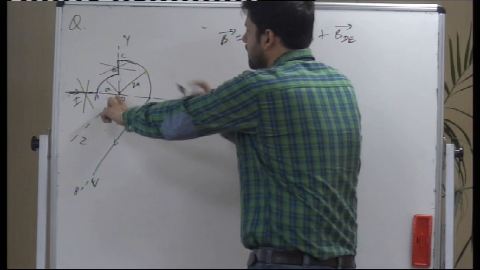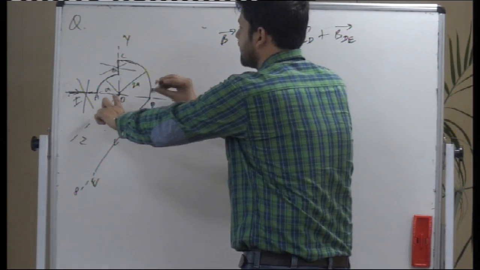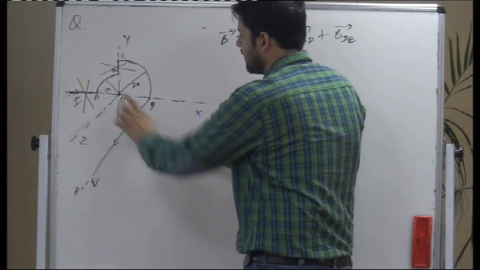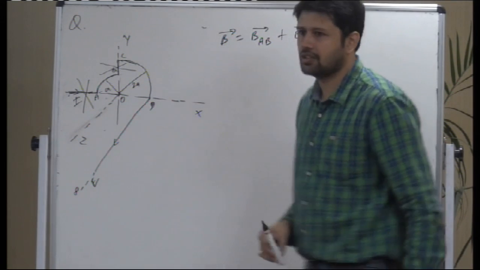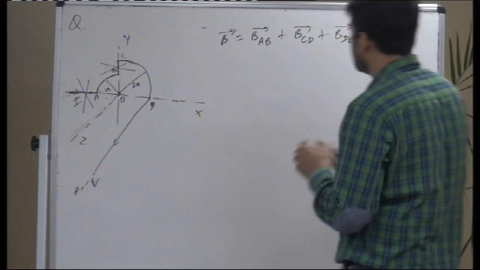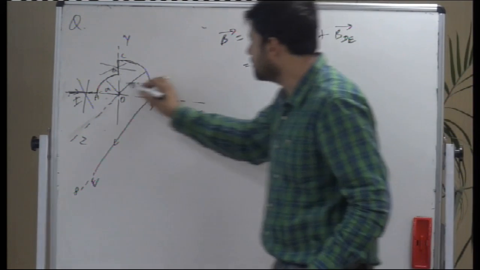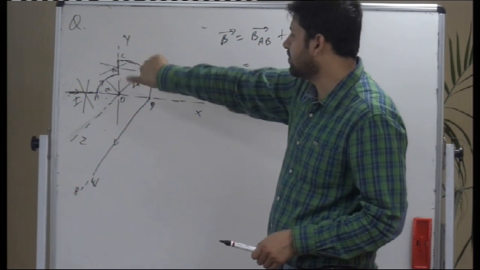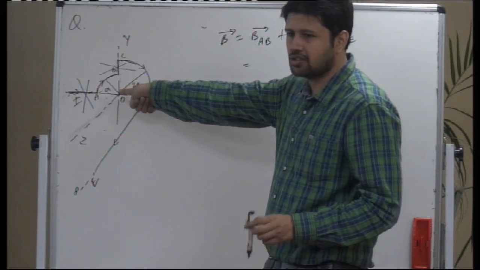The point is this. ED is coming out from this point. O is not lying along the line. ED is coming out like this. Okay. So due to the AB portion, the current is traveling like this. The field would be in the inward direction, that is minus Z.